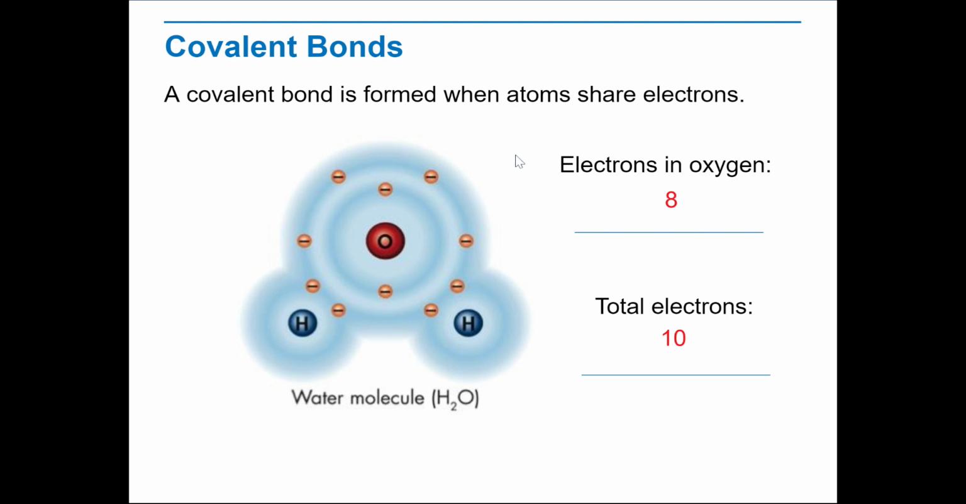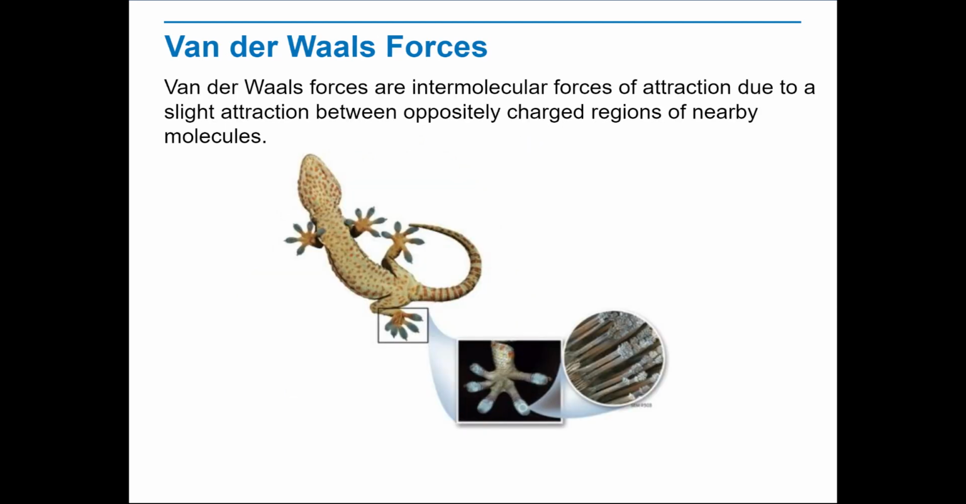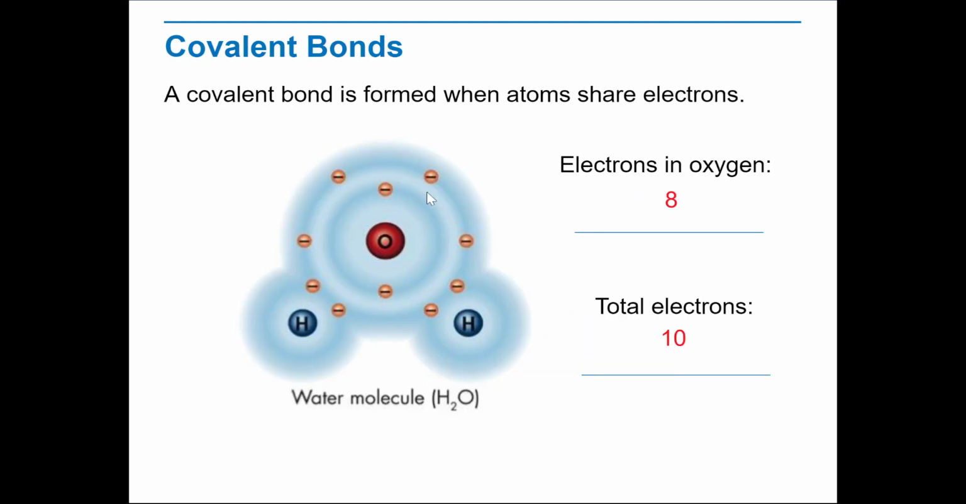So covalent and ionic bonding are kind of the name of the game, but we have one more very weak bond. We call this the van der Waals forces. These come into play with hydrogen bonding as well, because these are intermolecular forces of attraction due to a slight attraction between oppositely charged regions of nearby molecules. So if I pop back to this water molecule, the top end, the oxygen end, has a slightly negative charge, and the bottom end has a slightly positive charge. You can see the electrons are all surrounding the oxygen, and on the bottom part of these hydrogens, there is not a lot of electron charge.